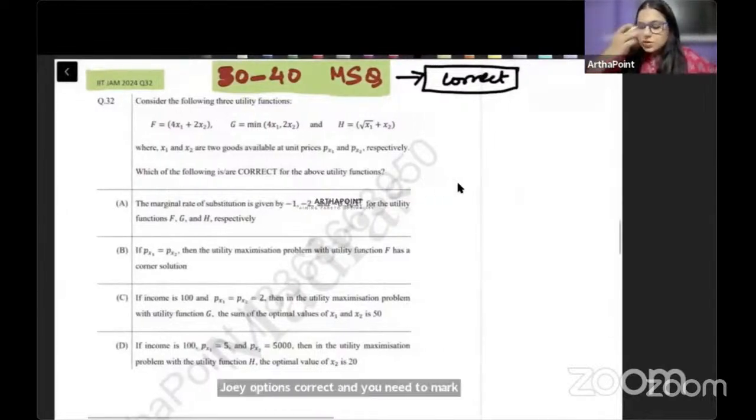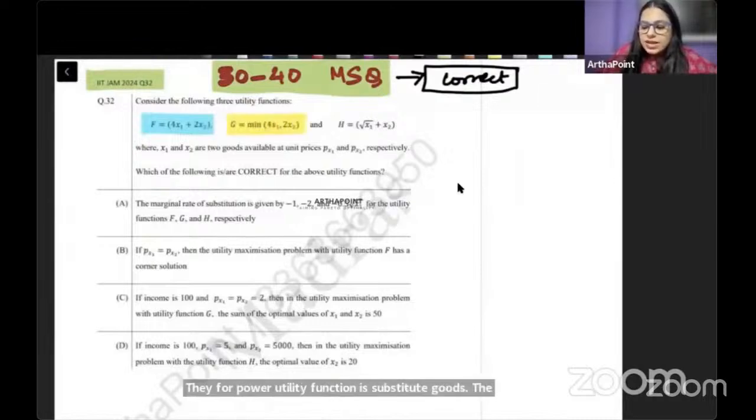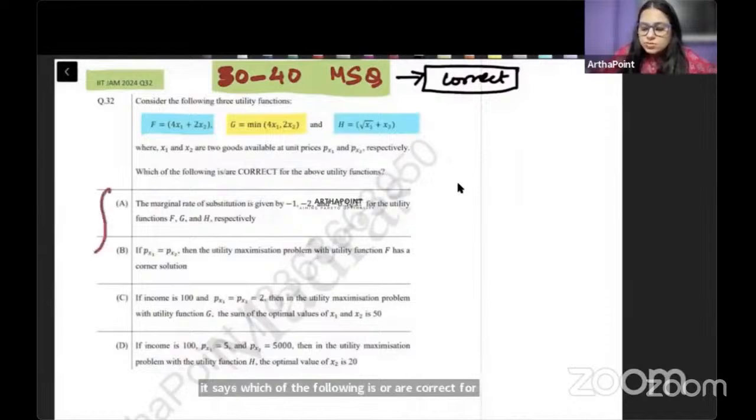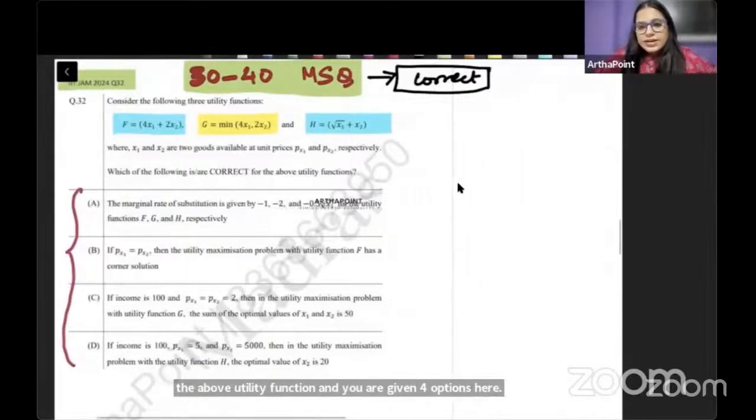Okay? Look here. You are given 3 utility functions. Look, the first utility function is substitute goods. The second utility function given to you is a min function. And the third utility function given to you is quasi-linear. We have done all the 3 utility functions in class. Okay? It says which of the following is or are correct for the above utility functions, and you are given 4 options here. Try to see each option one by one and tell me which options are correct.